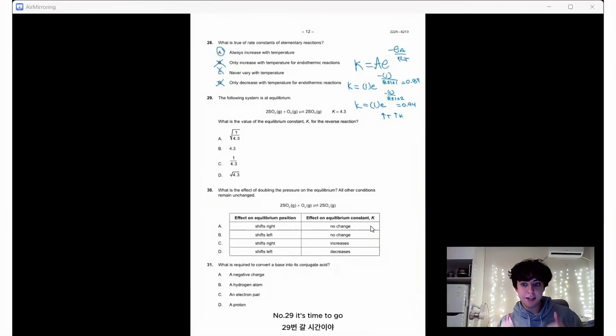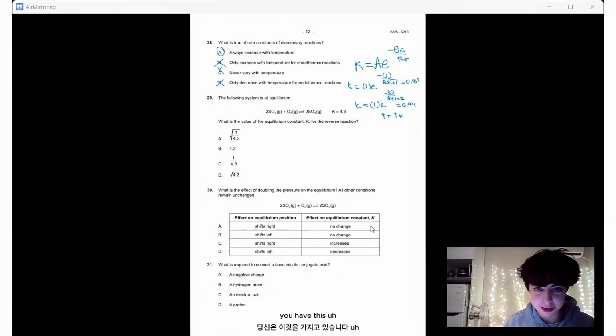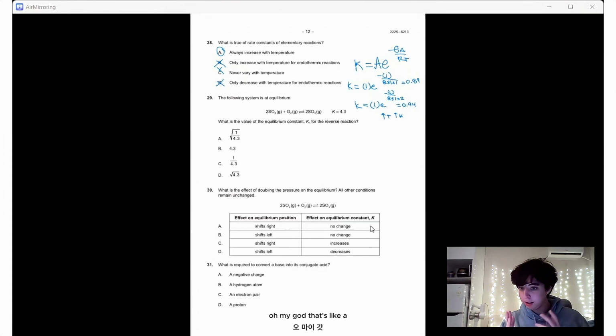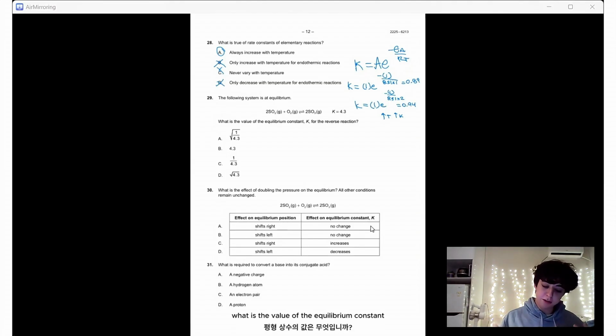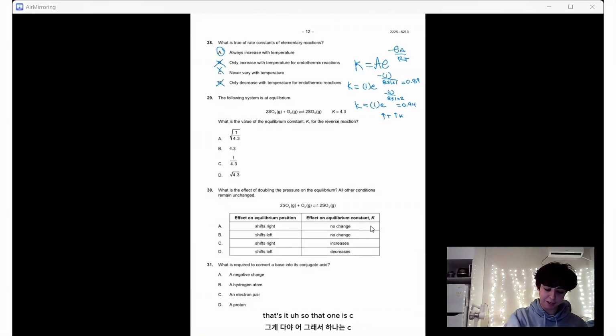Number 29, it's time to go. And so this one is the system at equilibrium. You have this sulfur dioxide and oxygen forming sulfur trioxide. Oh my god, that's like an acid rain type equation. Anyways, and our K is 4.3. And it tells us what is the value of the equilibrium constant for the reverse reaction. This one's just memorization. So the reverse reaction is always the reciprocal. So it's just 1 over 4.3. That's it. So that one is C.